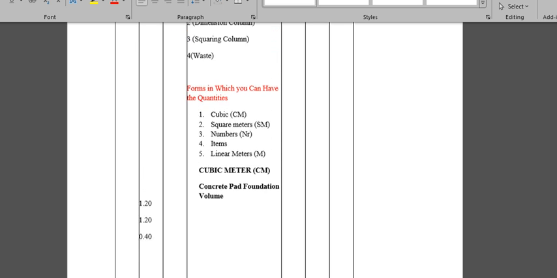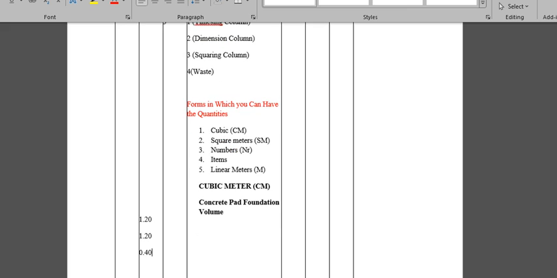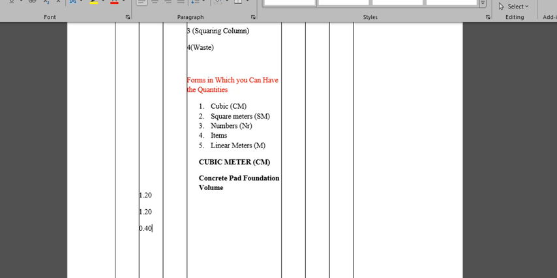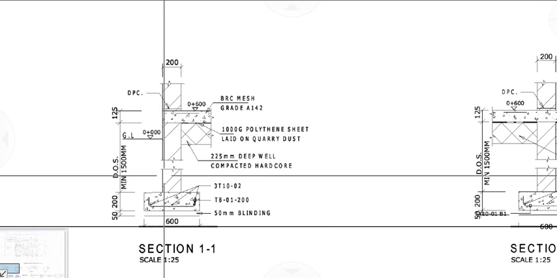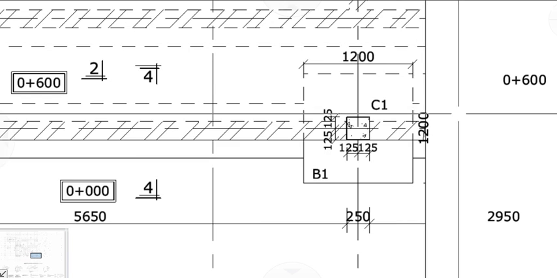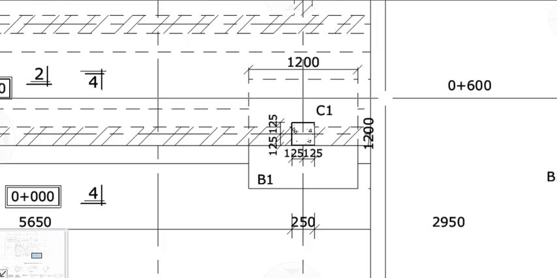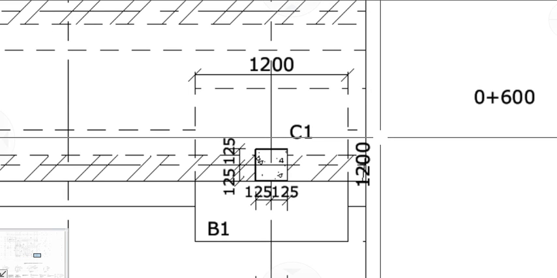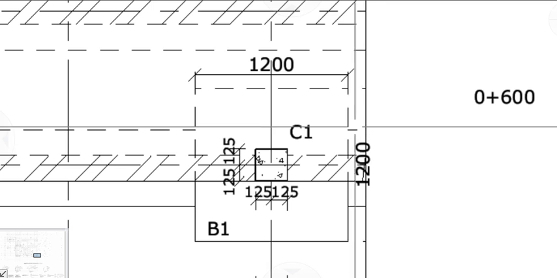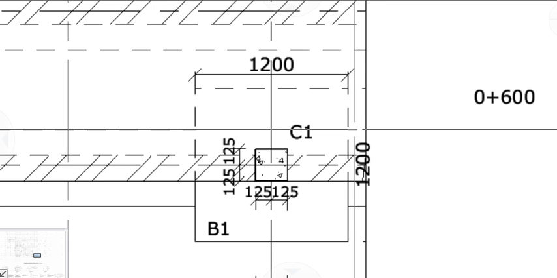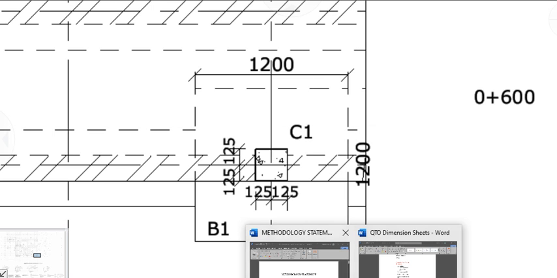So that is now the dimension column. In the dimension column, you've entered the dimensions read directly from the plan that you have. For instance, you have this plan, and you've just read your plan: 1.2 times 1.2, then the depth, for instance, is 0.4 meters, that is 400 millimeters in depth. So you've read that directly, and then you've entered the dimensions.